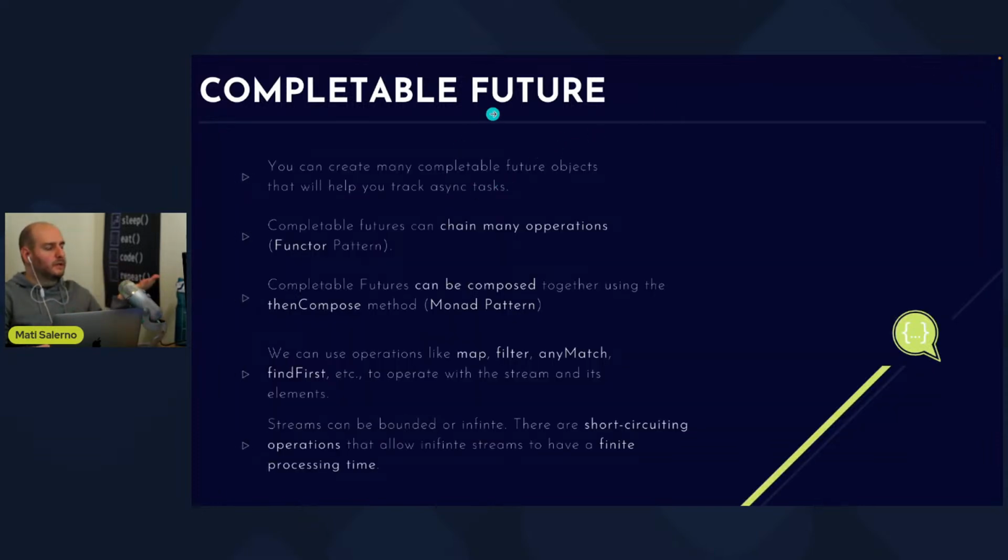So basically, you can create CompletableFutures to track async tasks. You can chain many operations together. This would be the functor mapper, like the map operation of CompletableFutures. And then you can also compose CompletableFutures together, and that would be the monad pattern.